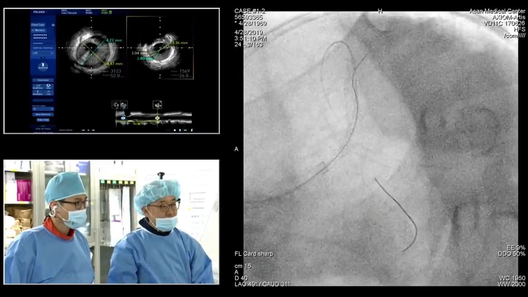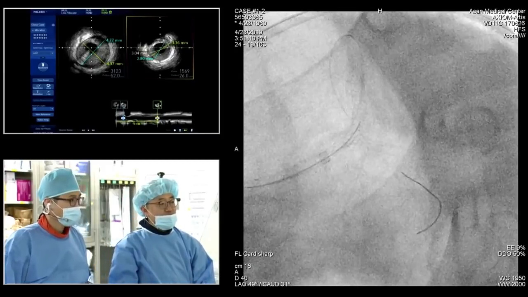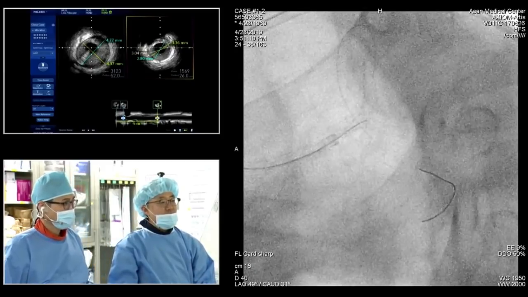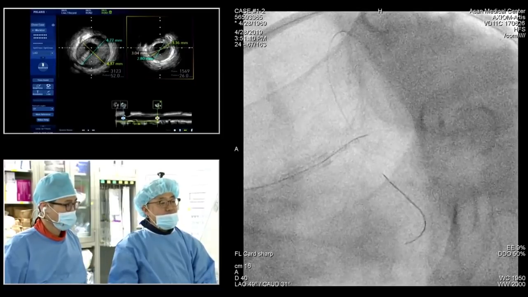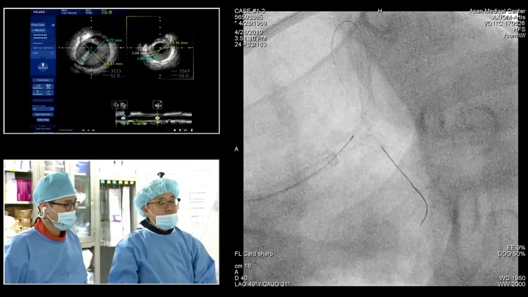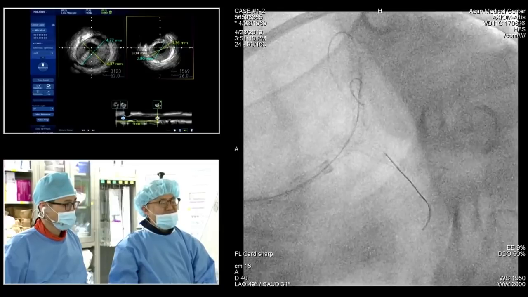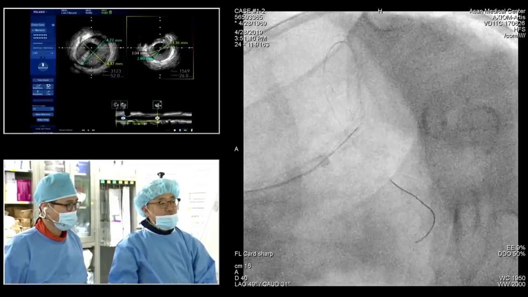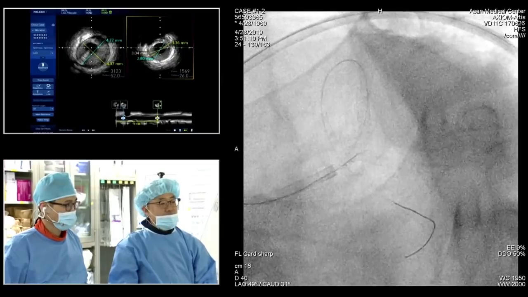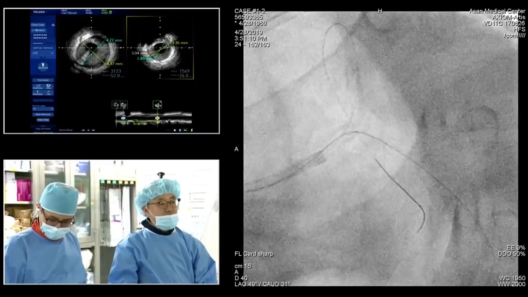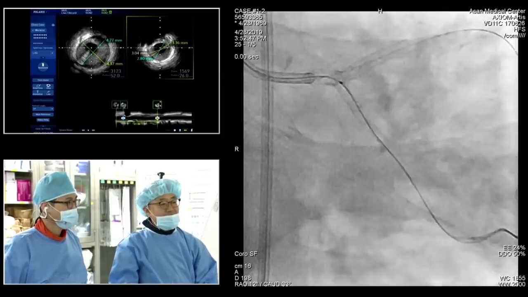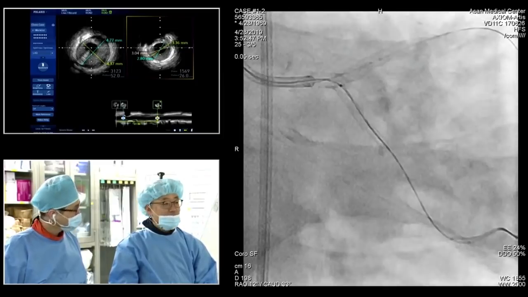Next one. And then we try to recross. This is the Choice PT wire, and this is the step of recrossing the circumflex wire. Choice PT wire is my favorite one, and it easily passes that region and the circumflex region, and the next. And then we do the small balloon, 1.5.